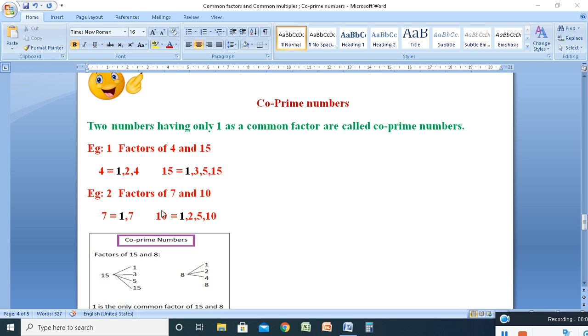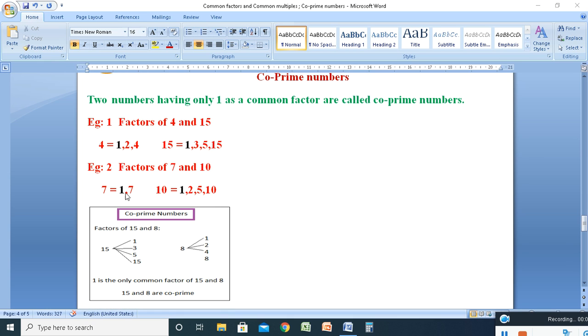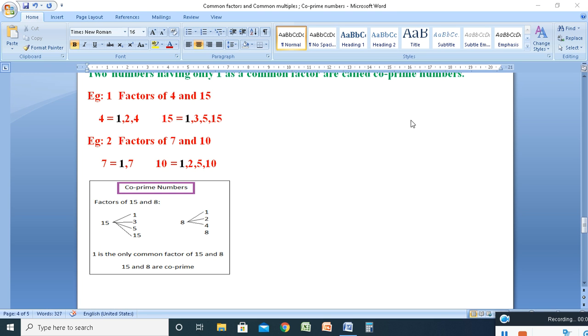Look at the next example: factors of 7 and 10. So 7 and 10 are co-prime numbers. For that you list out the factors first and compare the factors. Only one is common for both, right? So 7 and 10 are co-prime numbers.